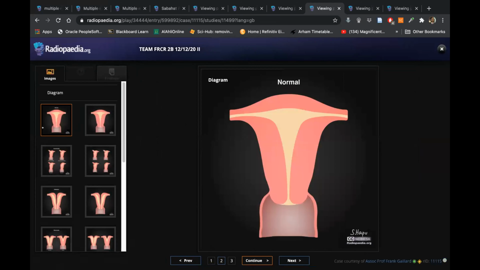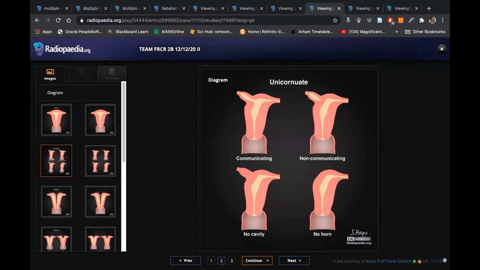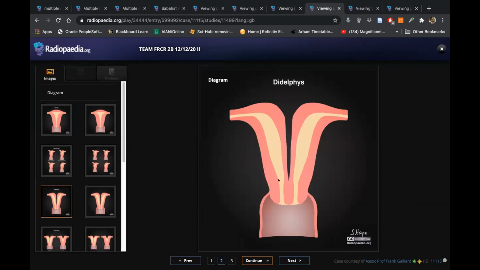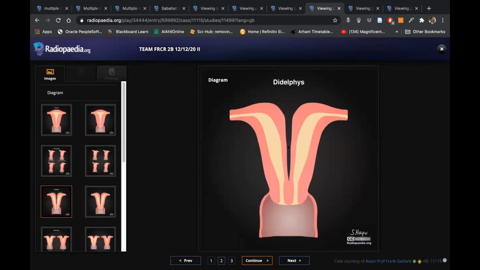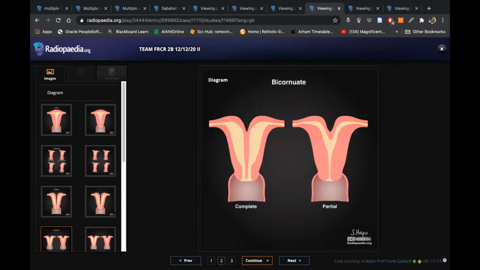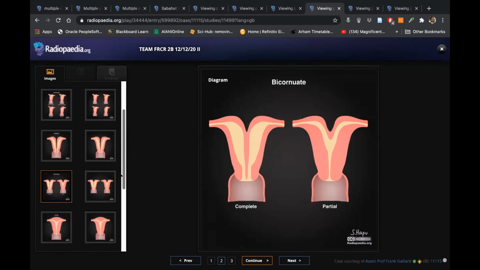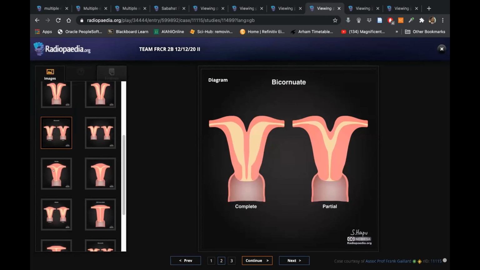This is normal, okay? Uniconduit, I don't think we would have much difficulty on it. This is something which we can understand. This is didelphys, as you said, separate cervical canals, right? Yeah. This is bicornuate, complete and partial. But here the cleft is going almost all the way down. In the bicornuate, the cleft will not go all the way down. This is something which we'll be more able to appreciate on the MRI.